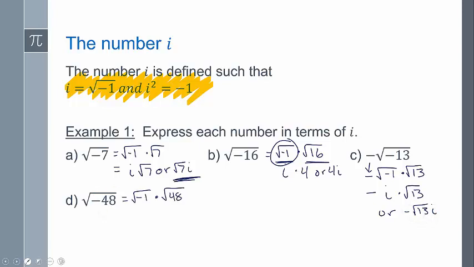This one here, same idea, break it apart with the negative, and then now I have the root 48. Well, that breaks into 16 and 3. 16 is a perfect square, which is why I broke it into that perfect square. 16 turns into 4, so I have the i, 4, and root 3. So that's going to be 4 root 3 i.